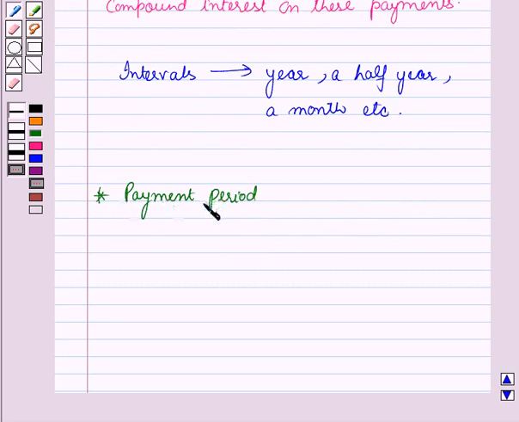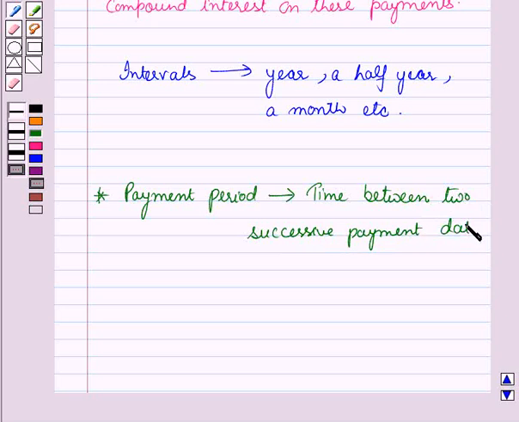Now, let us see what is a payment period. Now, a payment period can be defined as the time between two successive payment dates of an annuity. Now, if a sequence of payment is made on 1st of every month, then it is an annuity with payment period of 1 month.